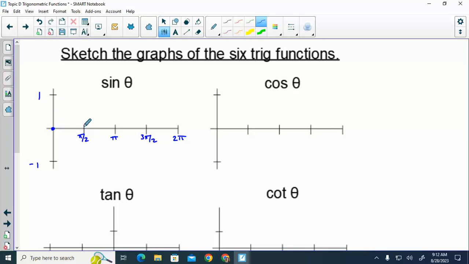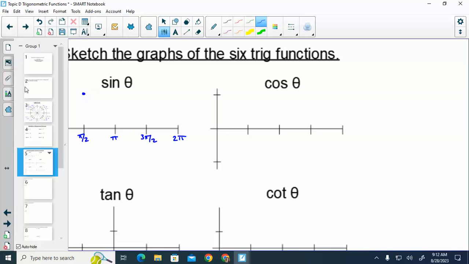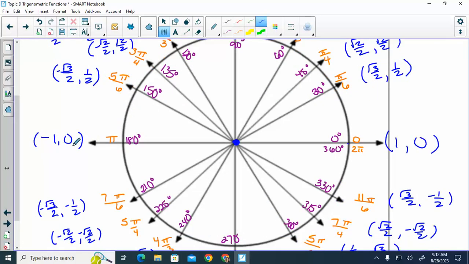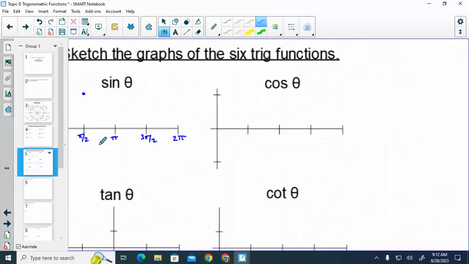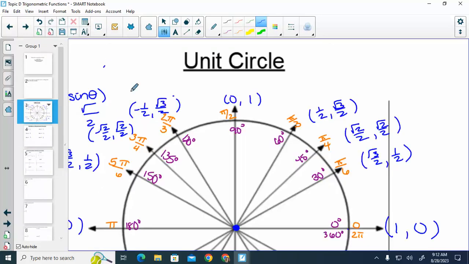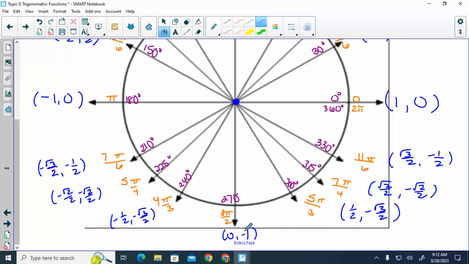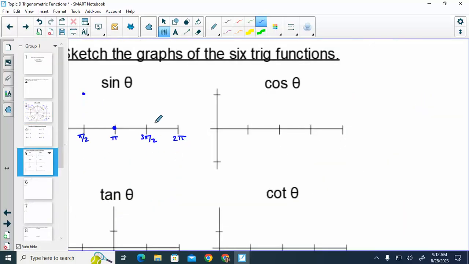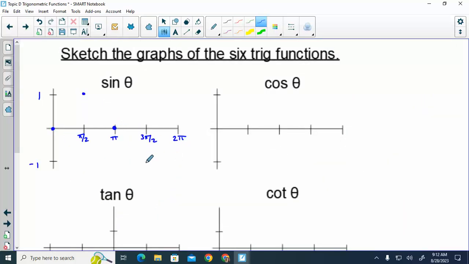Pi over 2, sine of 90 is +1. Okay, at pi, if you look back at your circle, sine is the y value. Sine of pi was 0. 3 pi over 2. Sine of 3 pi over 2 was -1. And 2 pi, that's back to where we began, back to 0.